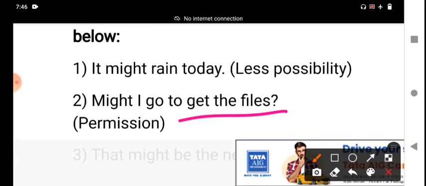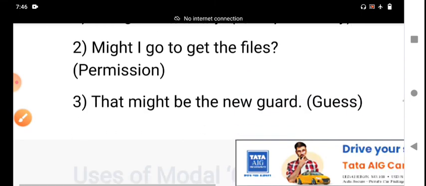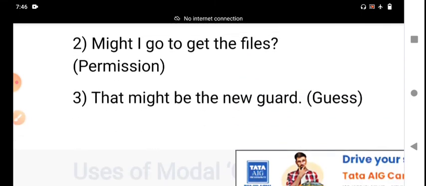This indicates the function in the interactive mode. In "Might I go?", the verb comes before the subject. Subject is I, verb is might. This is inversion. That is why you keep the question mark. Might I go to get the files? It indicates permission. Next, that might be the new God. Guessing, a guess means a possibility. It is a prediction.